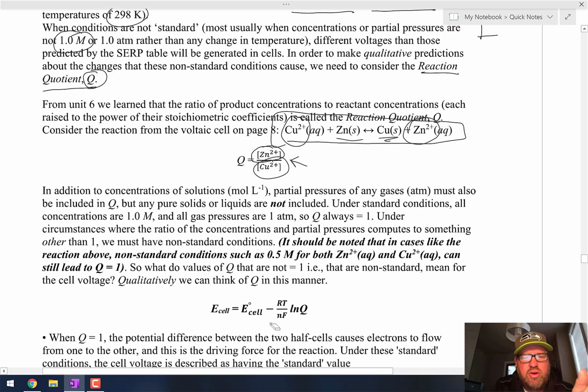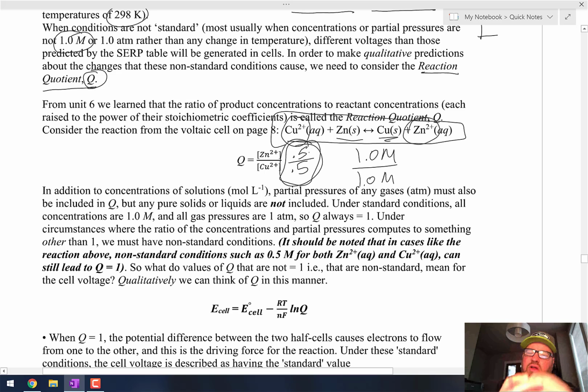So, if the ratios are the same, let's say that the concentration of Zn2+ is 0.5 and the concentration of Cu2+ is 0.5, then Q is also equal to 1. You're still in a non-standard cell because the concentrations aren't 1, but the cell potential is still going to be the same, because if those concentrations are the same, Q is equal to 1. Now, which cell is going to last longer, though? Think about a battery. Which cell is going to be able to produce electricity for a longer period of time? One that's at standard conditions, 1 molar over 1 molar, or one that's at 0.5 over 0.5? Clearly, the one that has the greater concentration, because it's got a greater number of moles of the zinc and the copper ions.